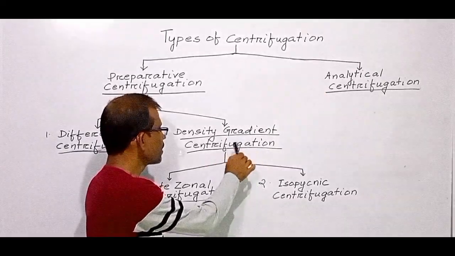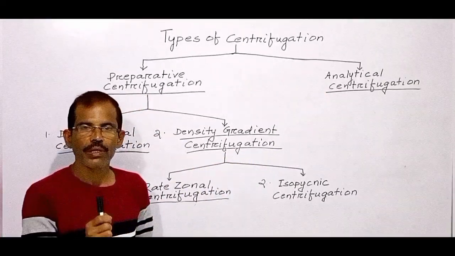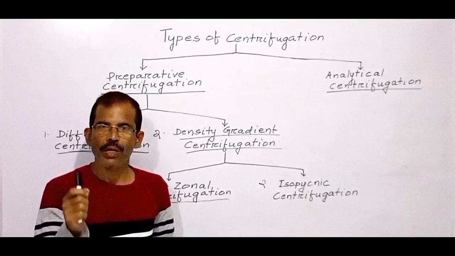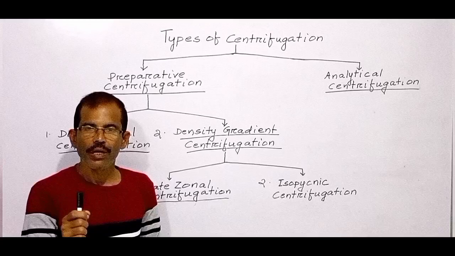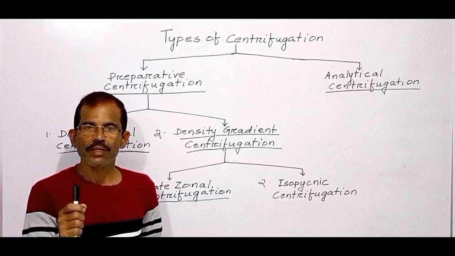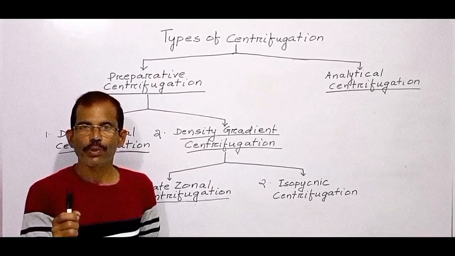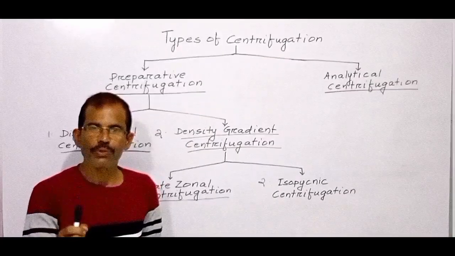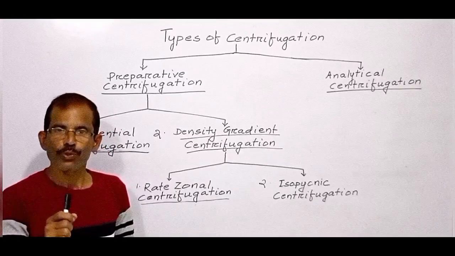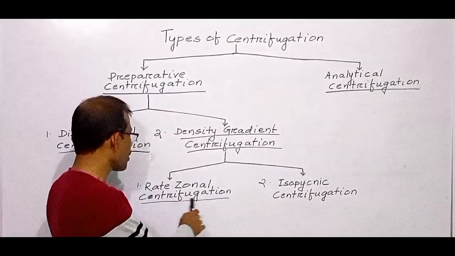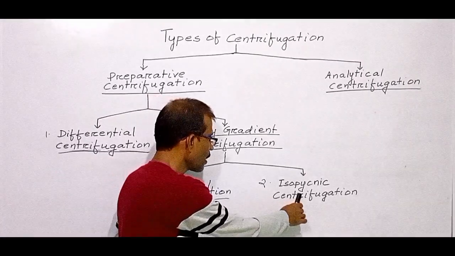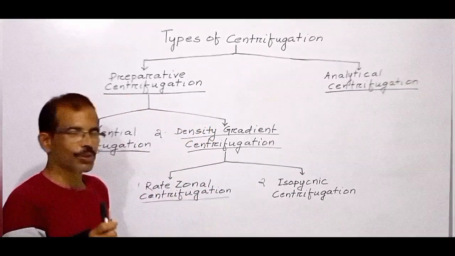Second one is density gradient centrifugation, in which the medium of suspension in which separation is carried out has a density gradient. In this gradient, density continuously increases from top to the bottom of the centrifuge tube. Density gradient centrifugation is of two different types. First one is regional centrifugation and the second one is isopycnic centrifugation.